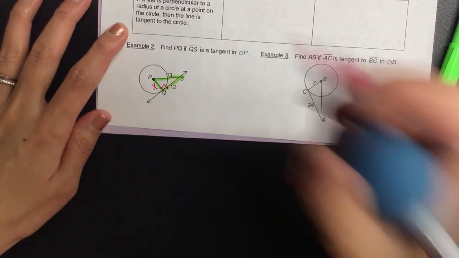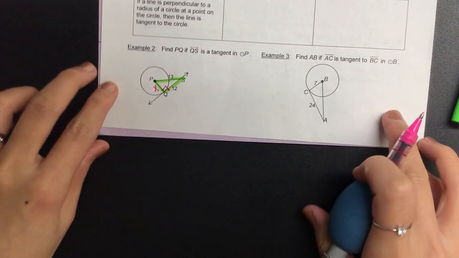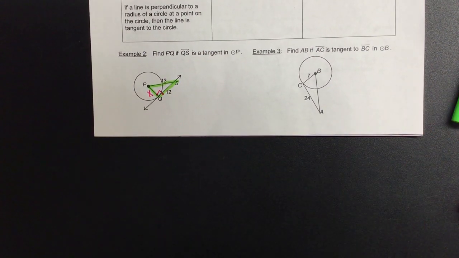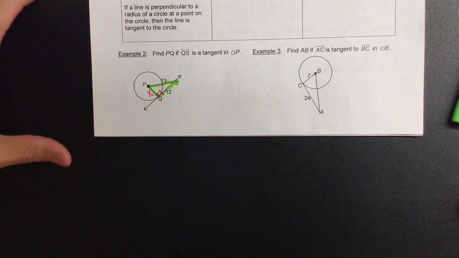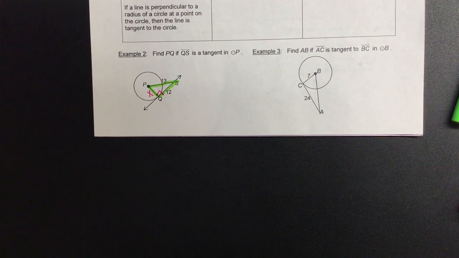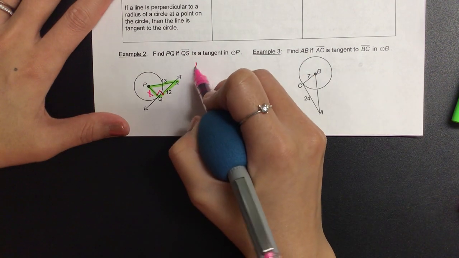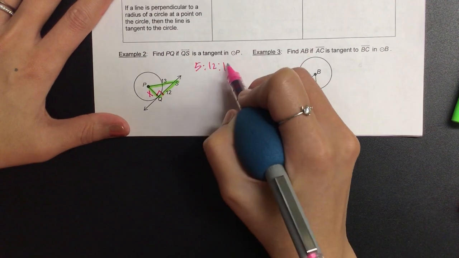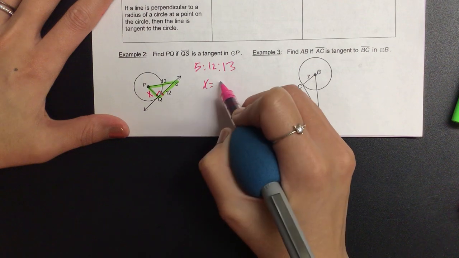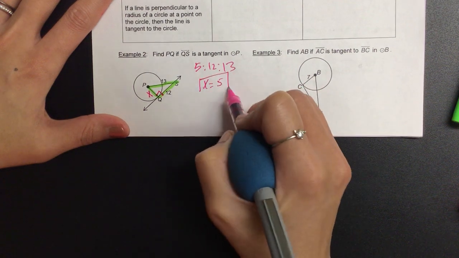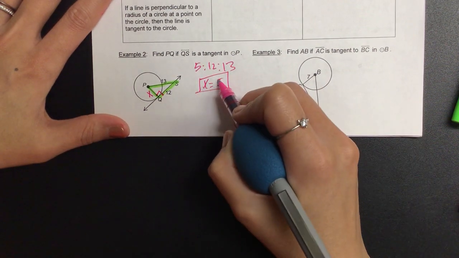That's our X. So what theorem can I use to find PQ? Pythagorean, or we could take a shortcut and use something else. What is that? What triple is this? 5, 12, 13. So therefore, X must be 5. But if you forget, Pythagorean will always be available.